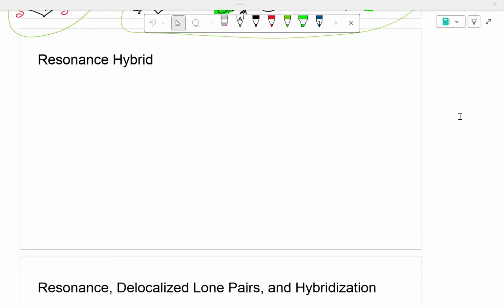I'm going to wrap up this discussion of resonance in this lecture by first looking at how we can summarize resonance forms into what's known as a resonance hybrid. I'll start really simple and then get a little more complex in terms of the number of resonance structures. So I'll go back to our very first example of resonance.